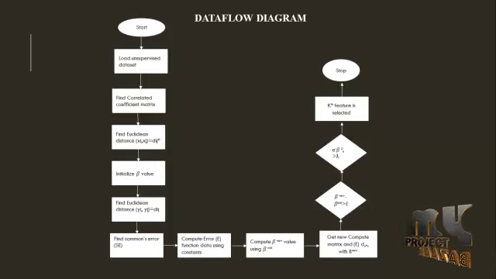Then this is our data flow diagram. Start the program and load the unsupervised dataset which is related to our system. Then find the correlation coefficient matrix using the standard deviation method. This correlation coefficient matrix is helpful to control redundancy of the data. Then find Euclidean distance Xij. Xij is nothing but the original dimension of the data set.